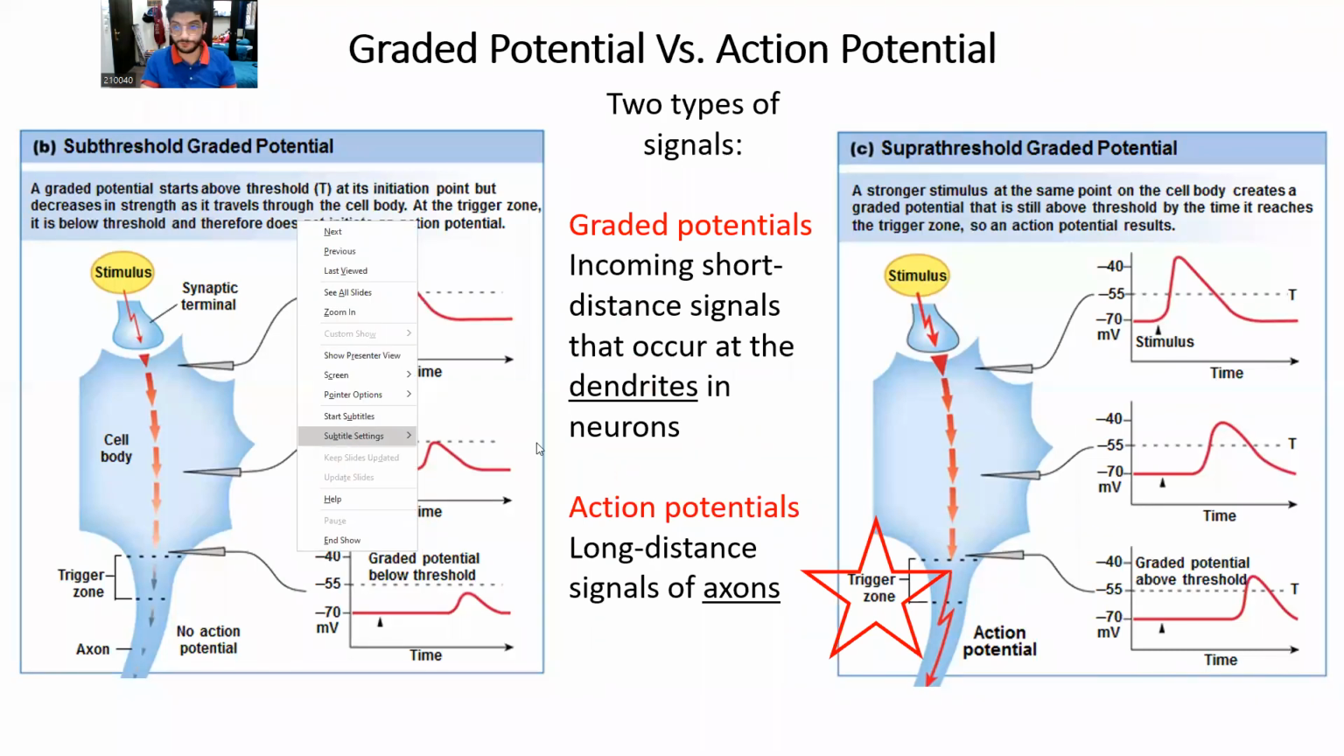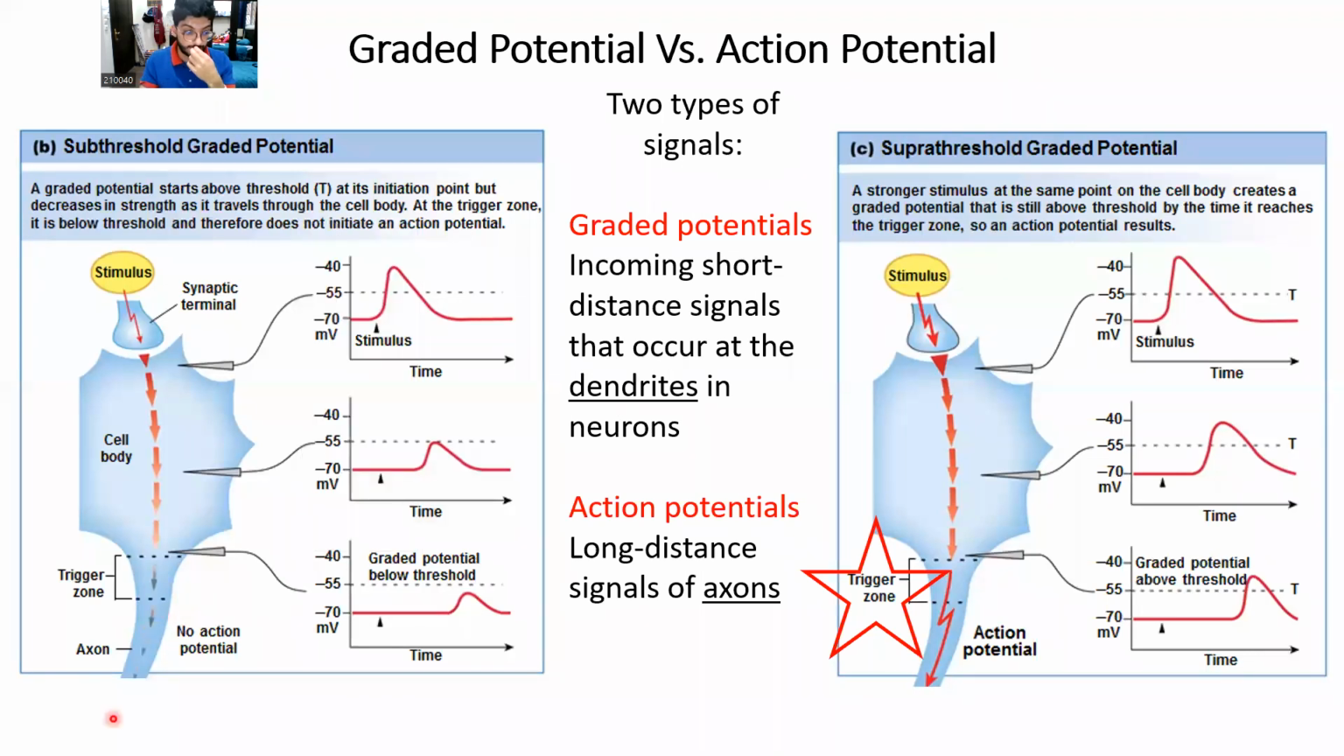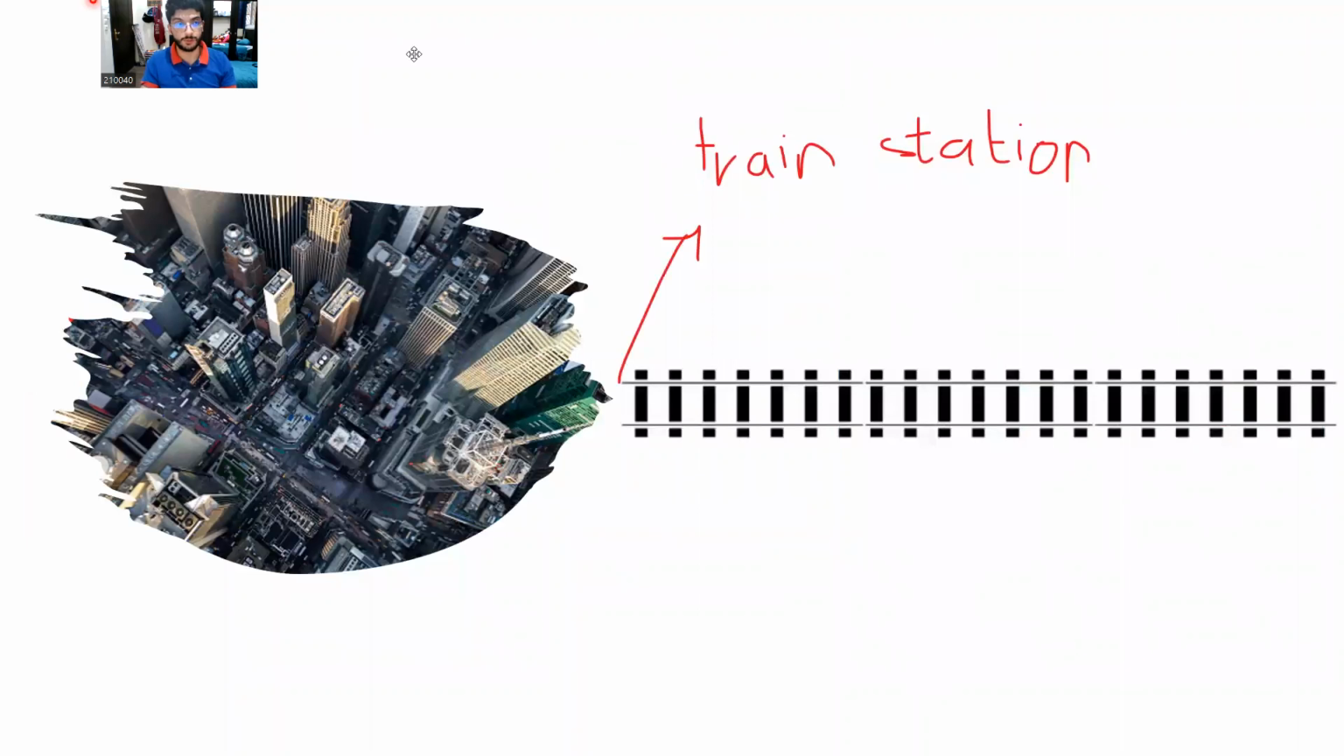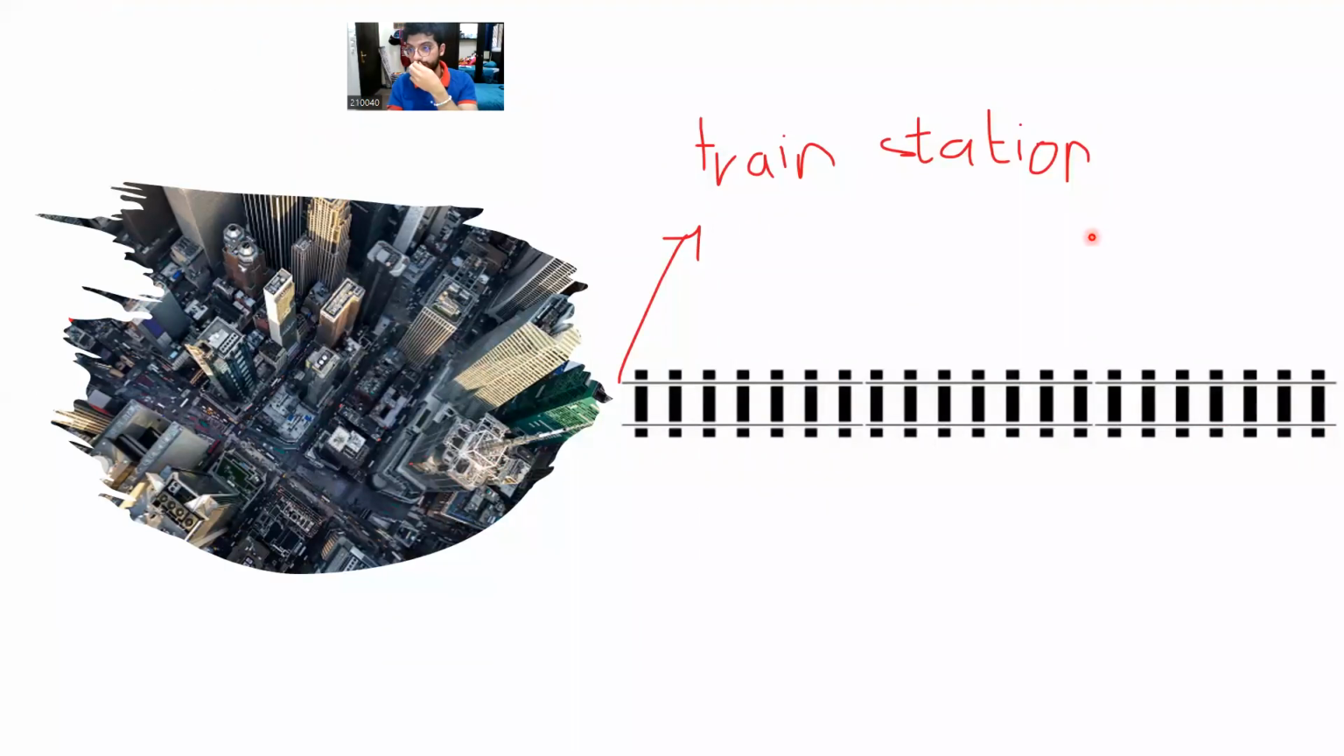Now, okay. Let's see. All right, there we go. So I want to discuss, if the graded potential reaches the threshold, does it cause an action potential? Yes, once the graded potential reaches the threshold in the axon hillock, it will cause an action potential. I'll discuss it over here again.